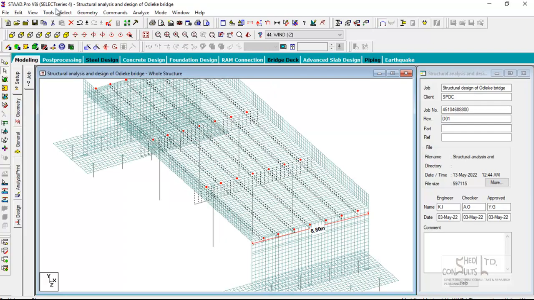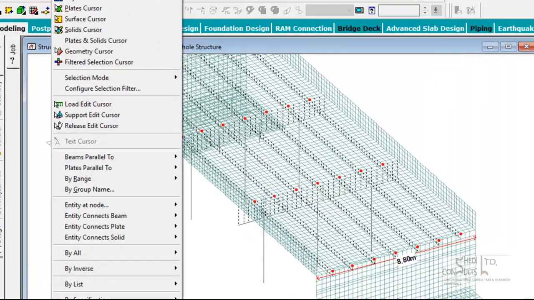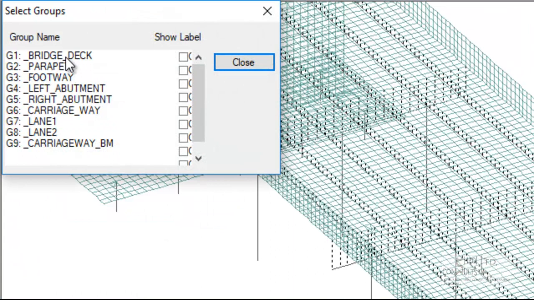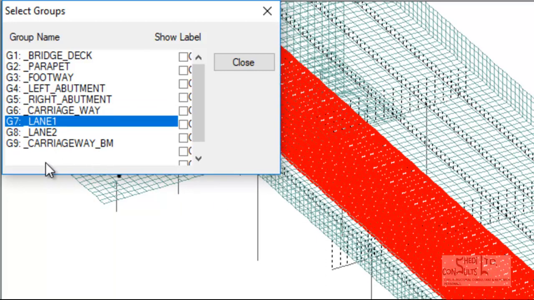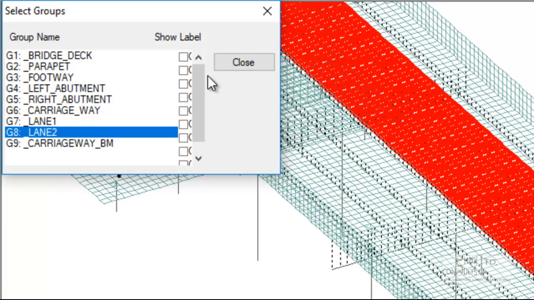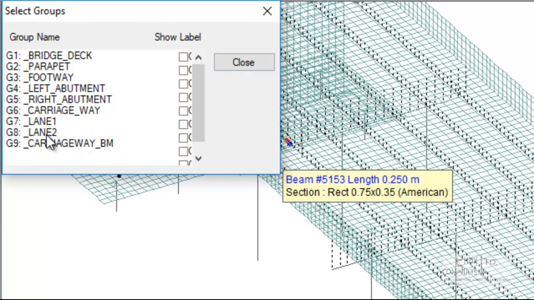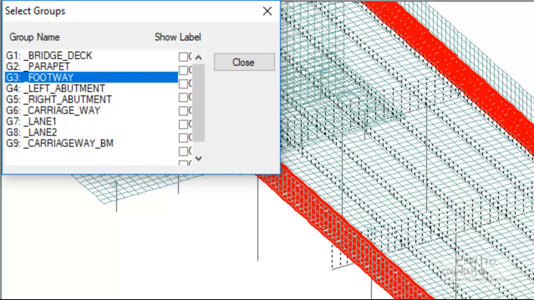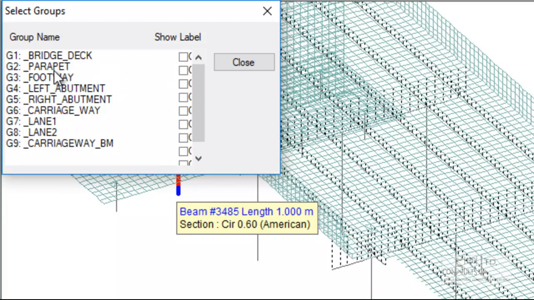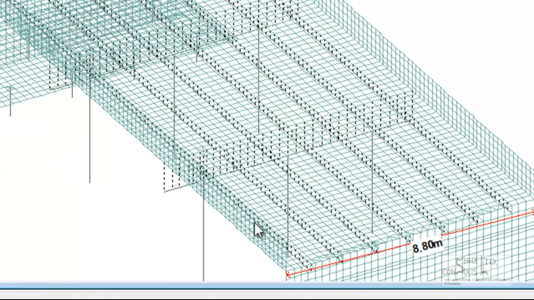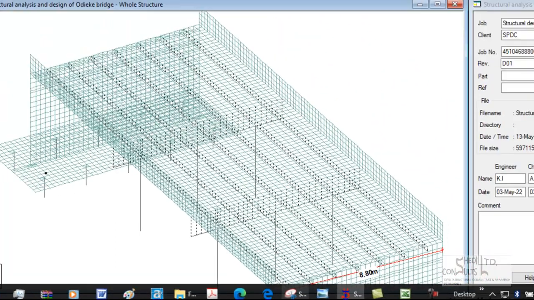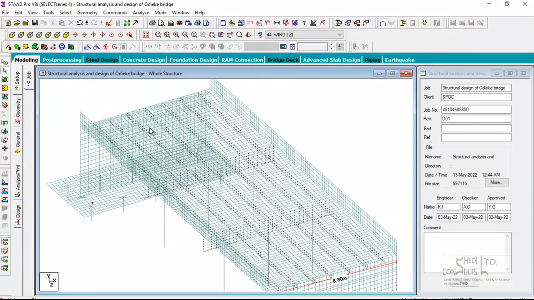The notional length of the bridge, if we look carefully, so we have the bridge deck, we have the carriageway, and then we have the lane. So that's lane 1, and this is lane 2, and then that's the footway, footpath, and then this is the parapet. So you define your notional lanes in accordance with the code of practice, because your notional lanes will provide the criteria for identifying the influence line.